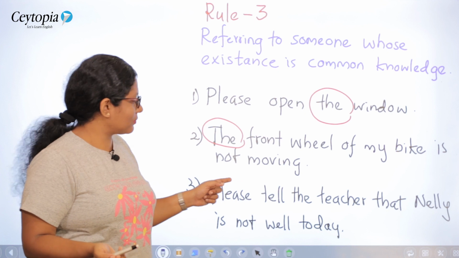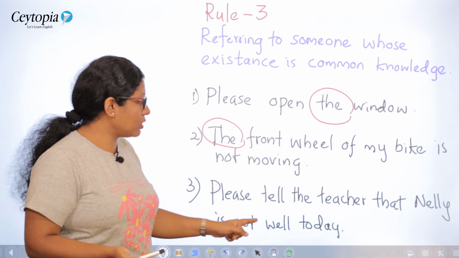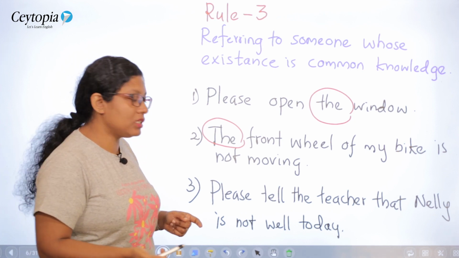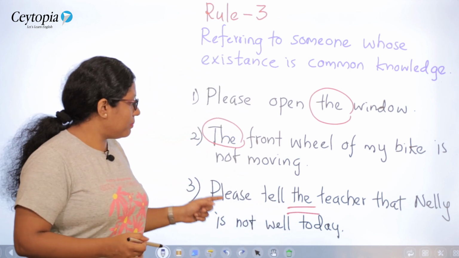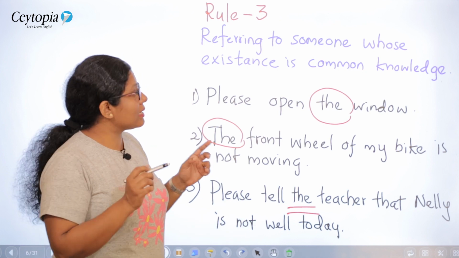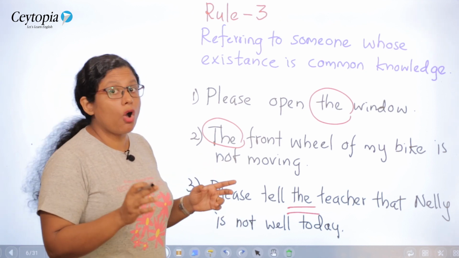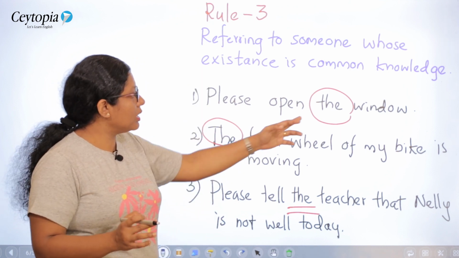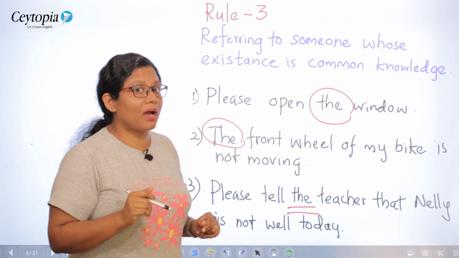Something is wrong. Please tell the teacher that Nelly is not well today. We both know that there is only one teacher, the teacher that we are talking about. Please tell the teacher that Nelly is not well today. So existence of something or someone is common knowledge for both of us. In that case, we use the before those nouns. Let's go to rule number 4.